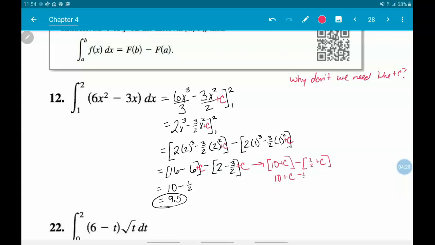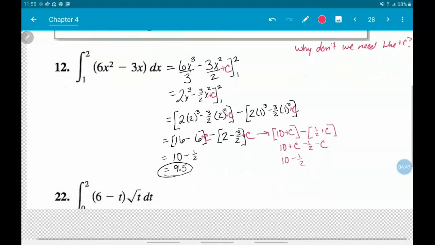canceling. And that's going to happen every single time. So that's why we really don't need that plus c on these. Because when we distribute, it's always minus f of a, going back to the fundamental theorem of calculus. And when you distribute, you're always going to end up canceling those c's every single time. So that's why we're not going to include them.